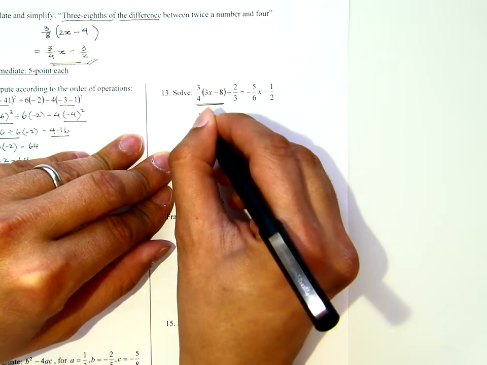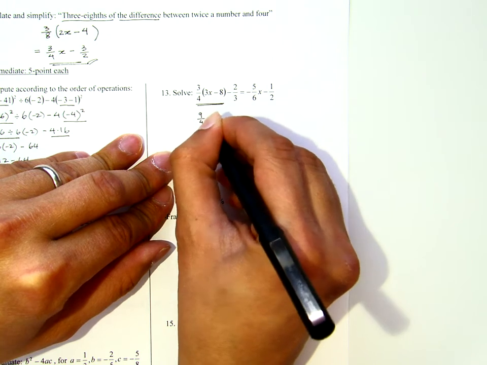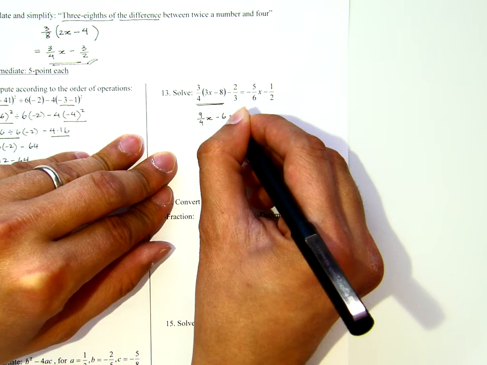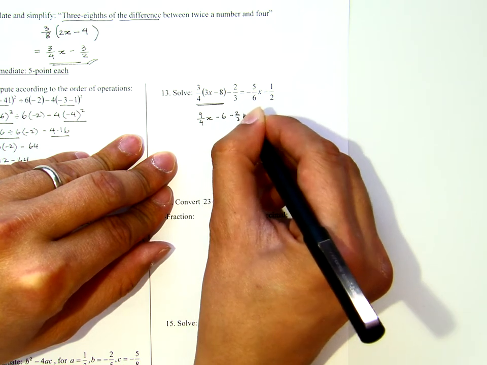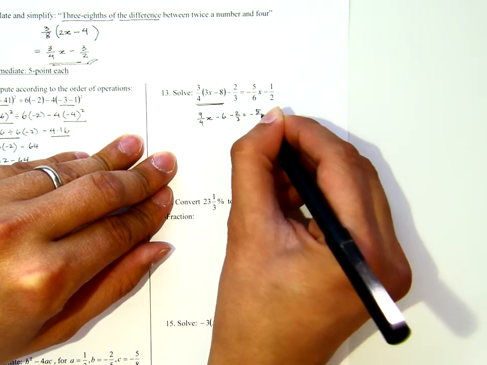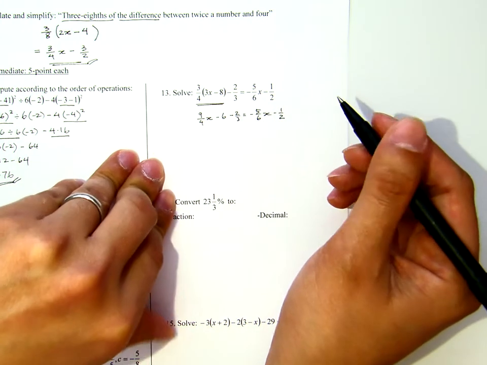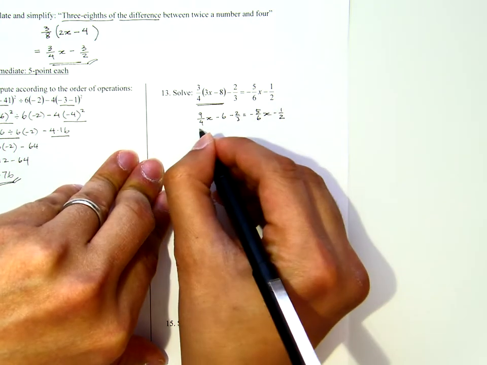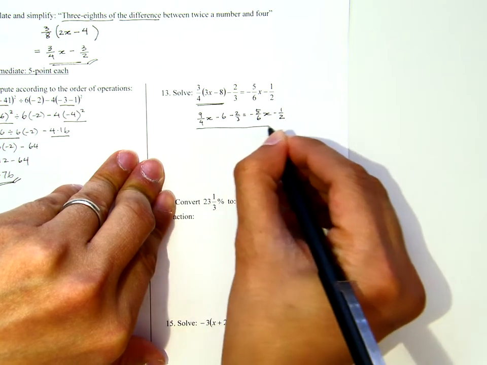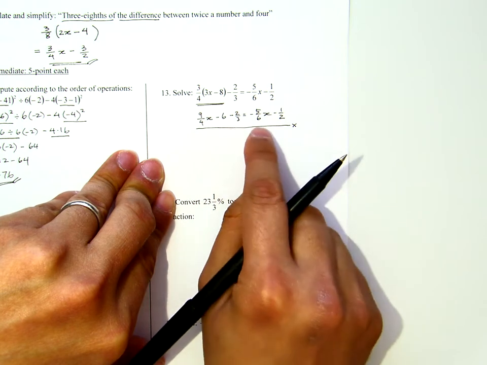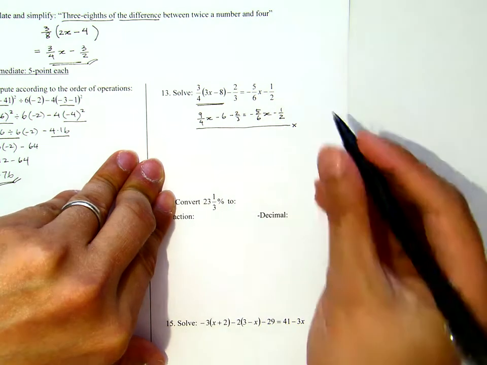Okay, this will then be 9 over 4 x minus 6 minus 2/3 equals negative 5 over 6 x minus 1/2. Now from here I will use the LCD method, in which I will get rid of the fractions at once. The LCD of 4, 3, 6 and 2 is 12.